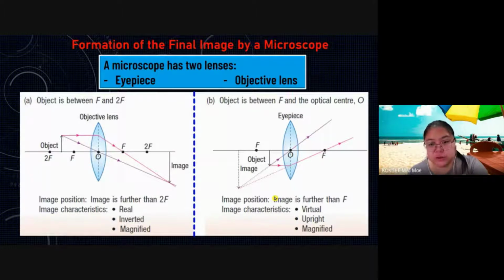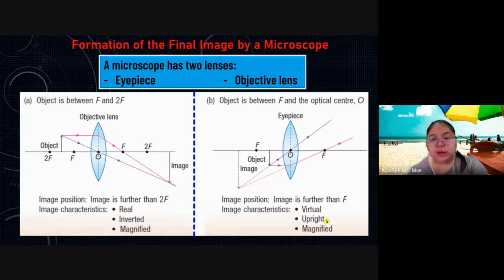When you cover it with paper, that means you cannot see anything. Number 2, it is upright. That means the pattern is the same as the microorganism you are observing. And the last one, the final image must be bigger compared to the original. Okay, they are much bigger. So this one is a microscope.